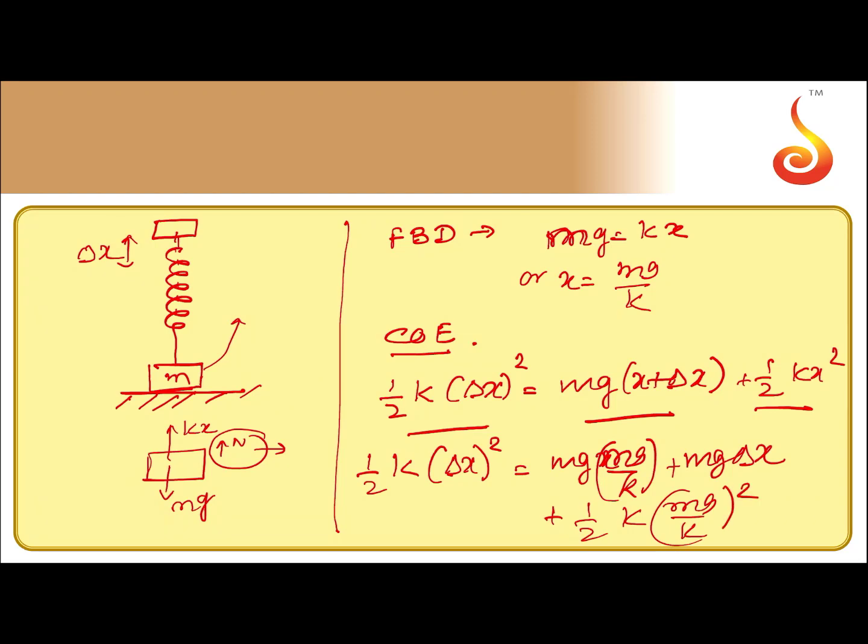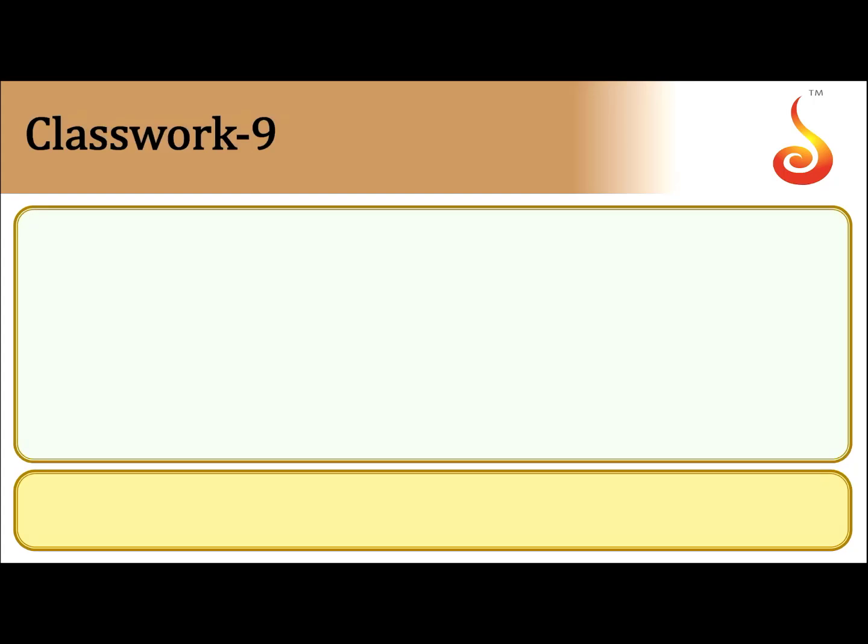So further simplification, and delta x turns out to be 3 mg divided by k. So 3 mg divided by k is the expression for the initial compression of the spring. That's right. So the value of delta x is equal to 3 mg divided by k.